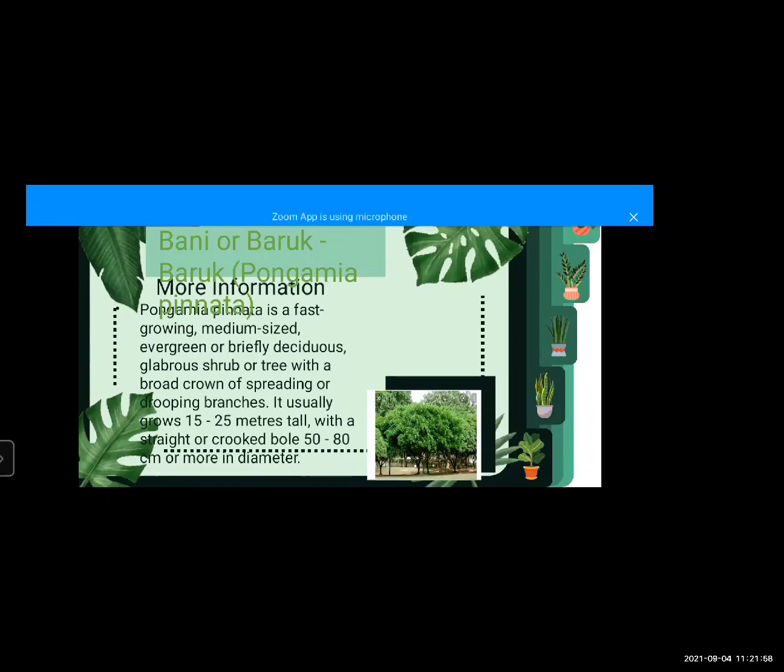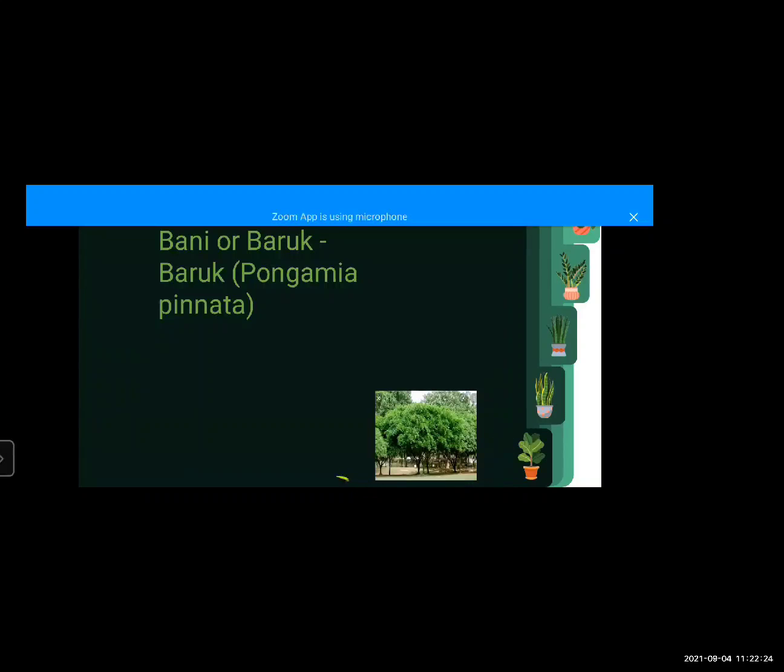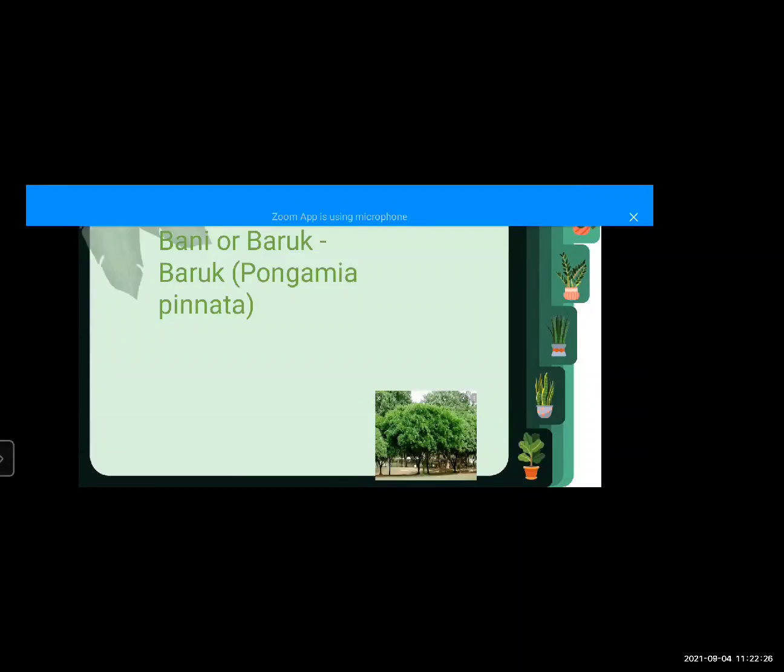Pongamia pinnata is a fast-growing, medium-sized, evergreen or briefly deciduous glabrous shrub or tree with a broad crown of spreading or drooping branches. It usually grows 15 to 25 meters tall with a straight or crooked bole 50 to 80 centimeters.